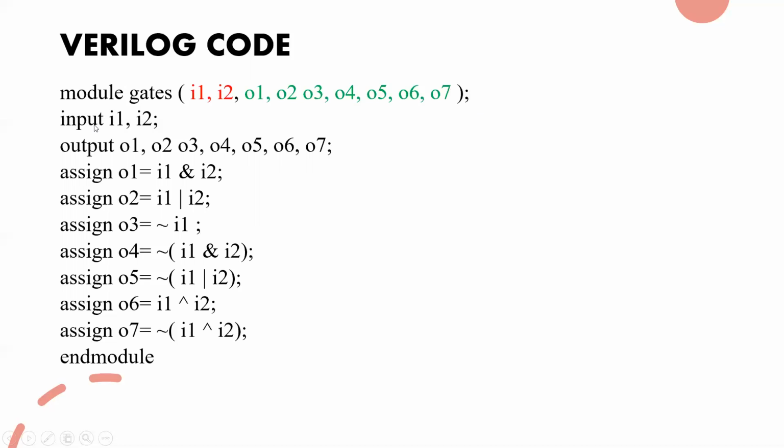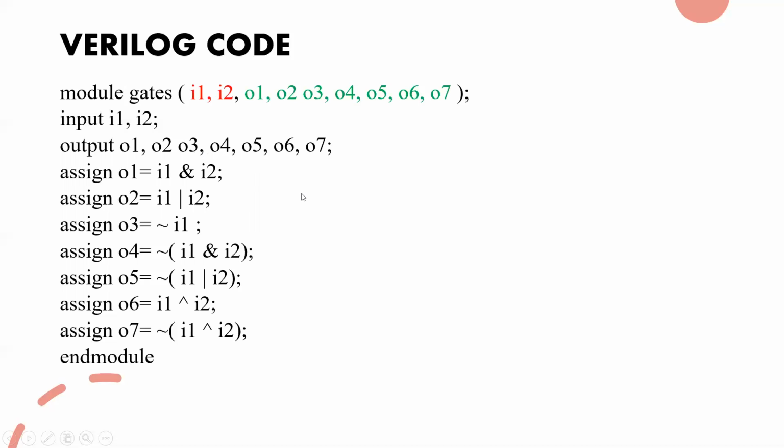Next, we will declare the inputs and outputs. Here, input is a keyword. Alright, and the inputs are I1 and I2. Next, we'll be declaring outputs. So for declaring outputs, the keyword is output. We'll declare output O1, O2, O3, O4 and so on till O7.